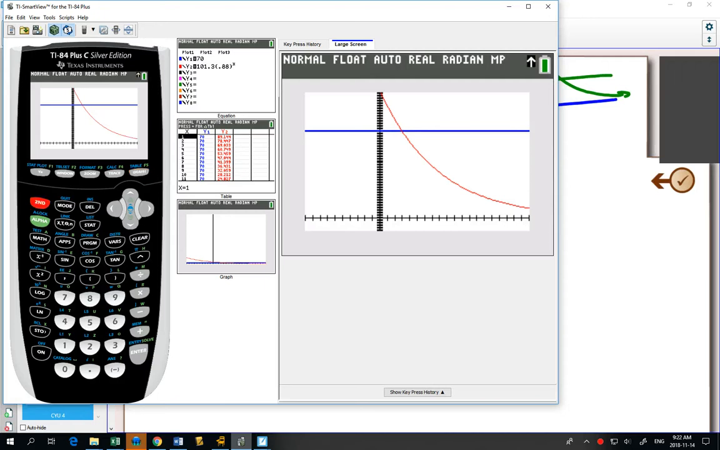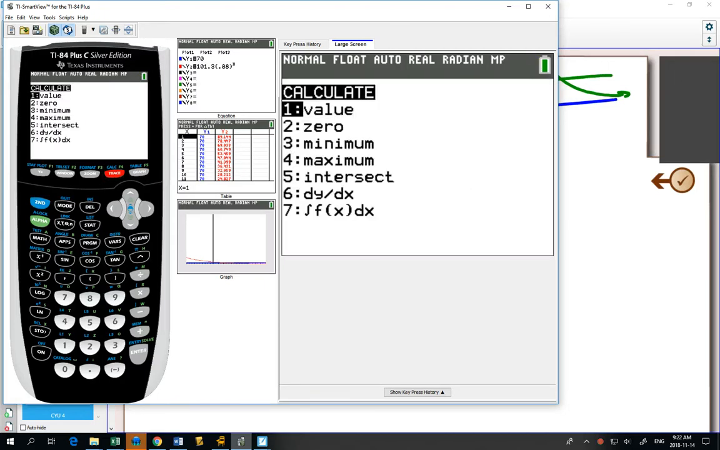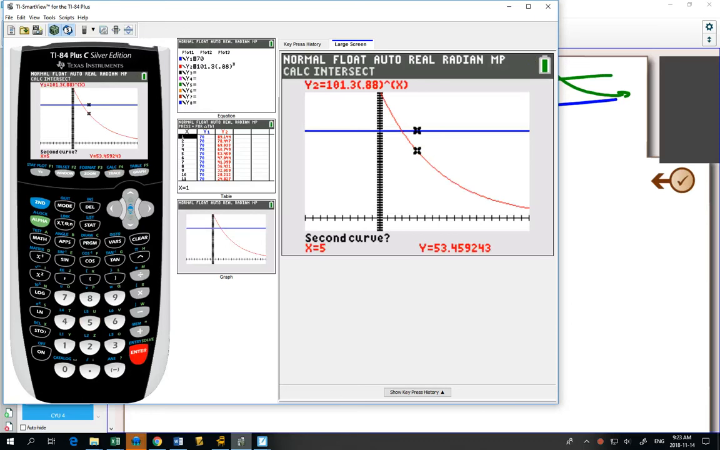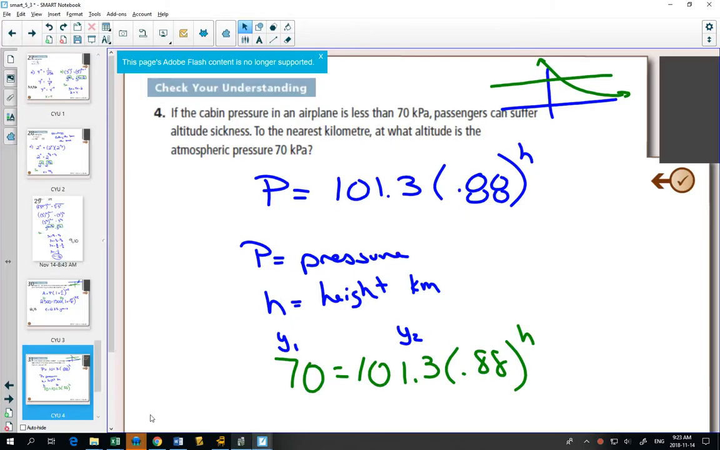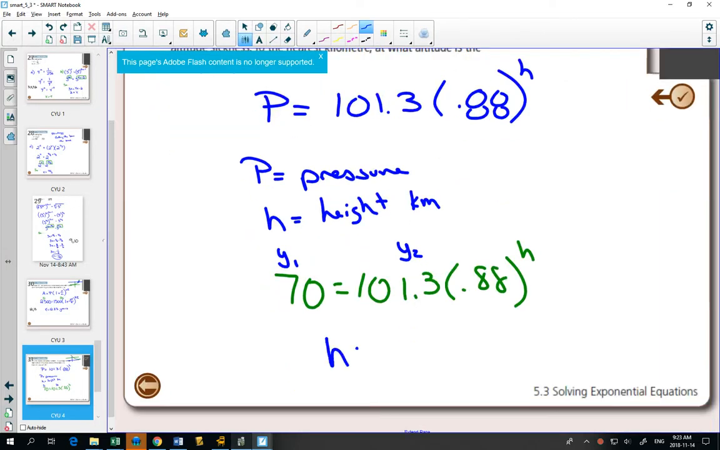And so we can calculate the intersection: 2nd, Calc, 5, Intersect, 1, 2, 3, 2.89. So at around 3 kilometers, you can start to feel altitude sickness.